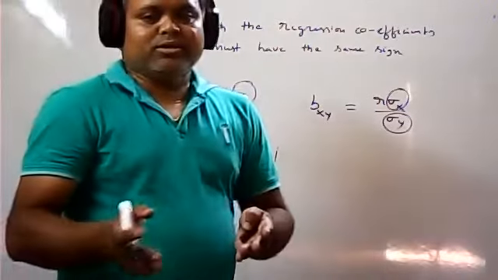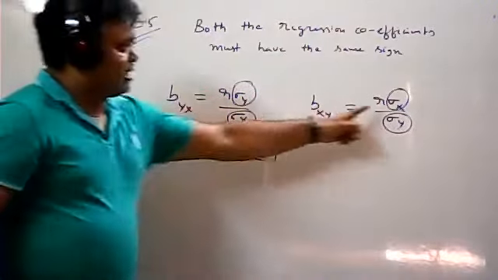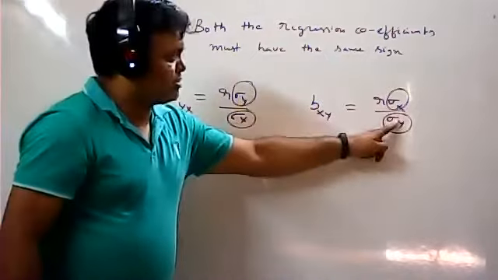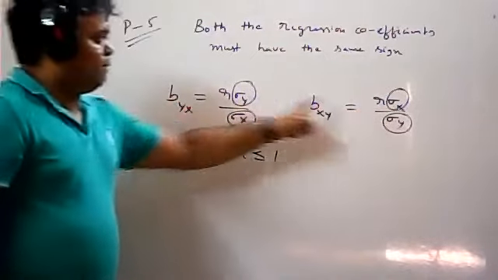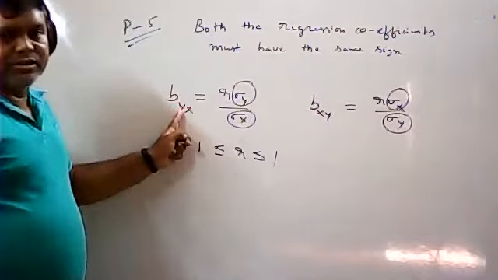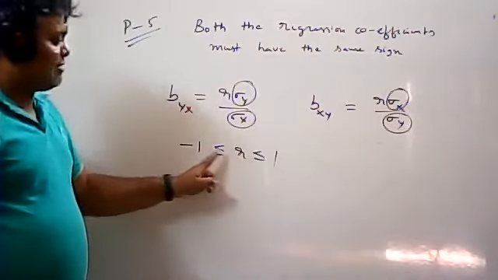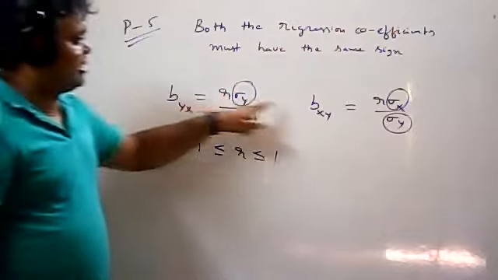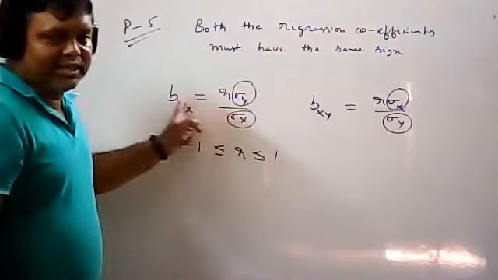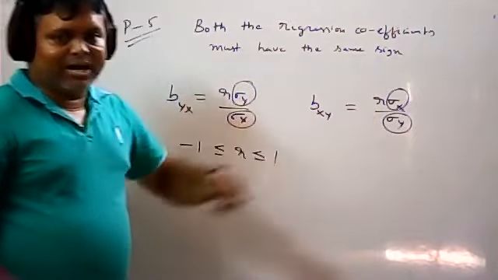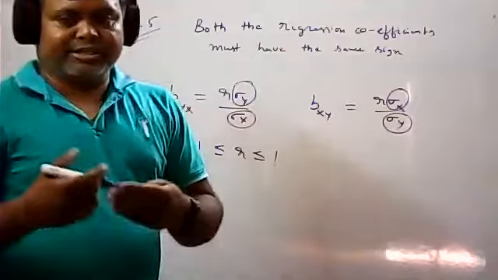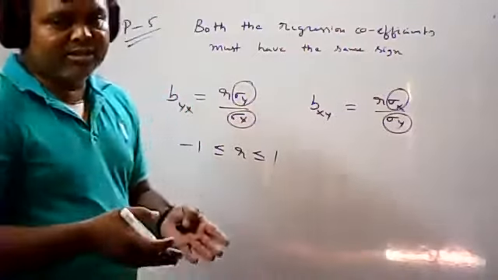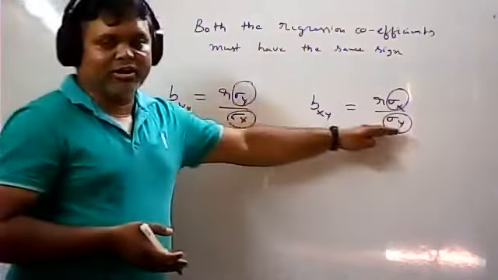If R is positive, both are positive, because already these are positive values. So if R is positive, both the regression coefficients are positive. If suppose R is negative, say R value is -0.2, now you will get a negative value here. That means both the regression coefficients are negative. So if R is positive, both the regression coefficients are positive. If R is negative, both the regression coefficients are negative, because regression coefficients depend on R only.